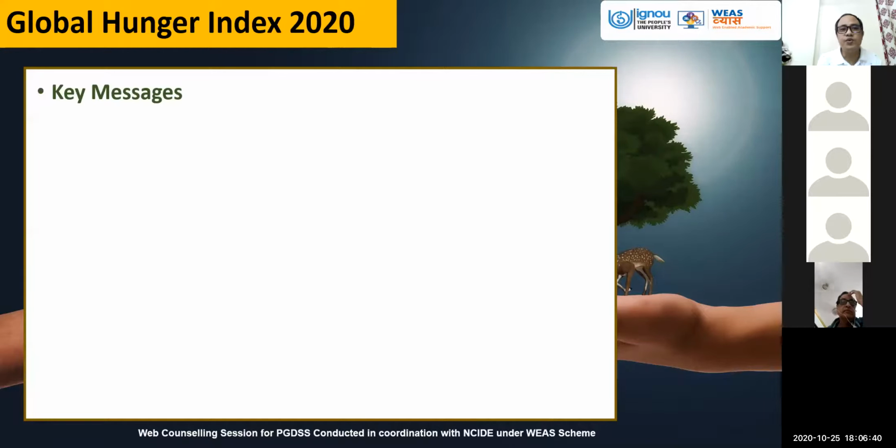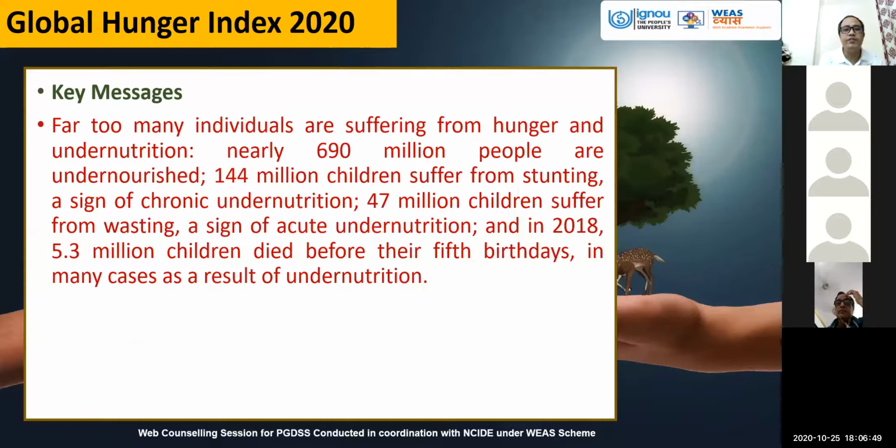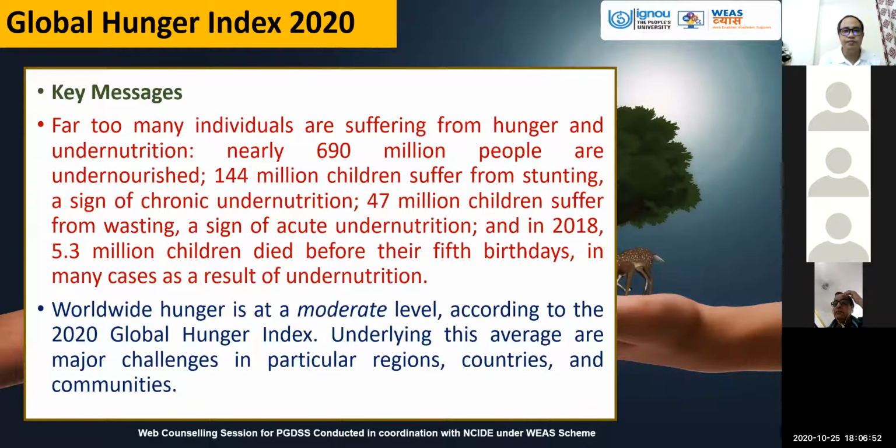So the Global Hunger Index, which was recently published, has a few key messages, and of that, two important messages: today there are too many individuals suffering from hunger and undernutrition. Nearly 690 million people are undernourished, 144 million children suffer from stunting, a sign of chronic undernutrition. 47 million children suffer from wasting, a sign of acute undernutrition. And in 2018, 5.7 million children died before their 5th birthdays, in many cases as a result of undernutrition.